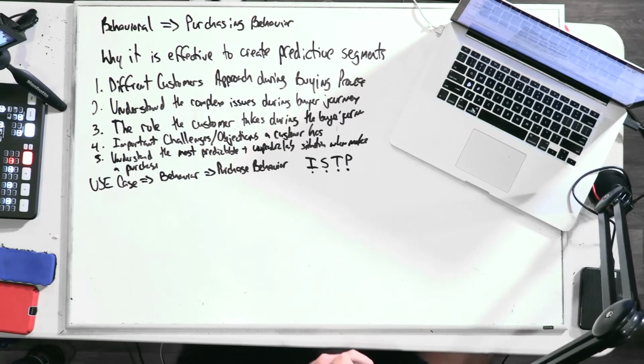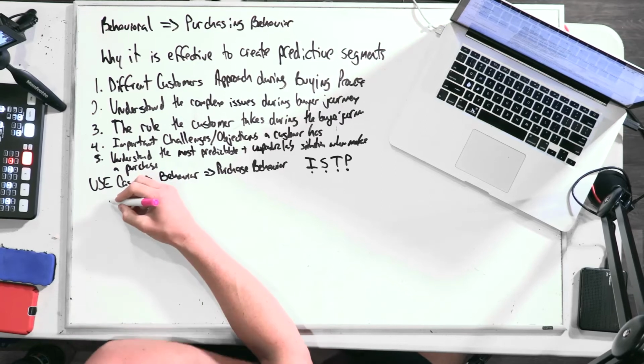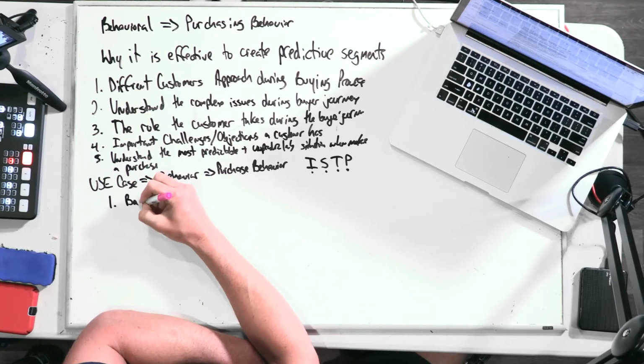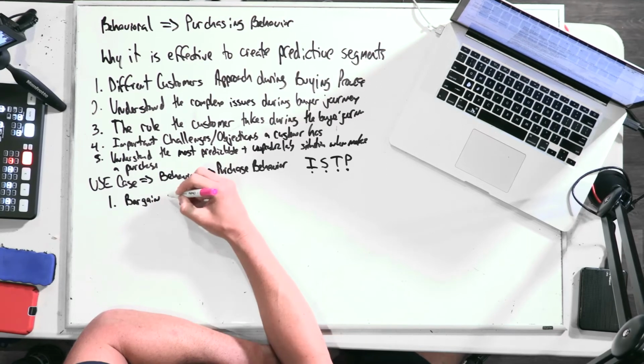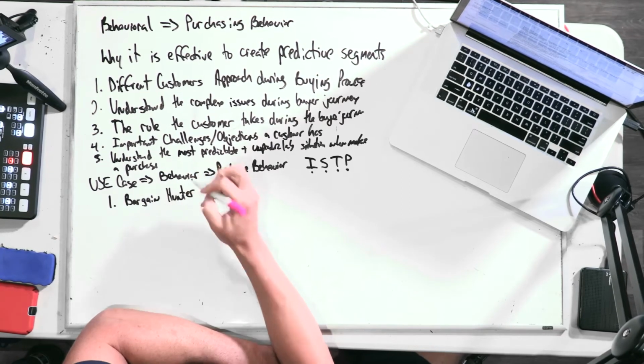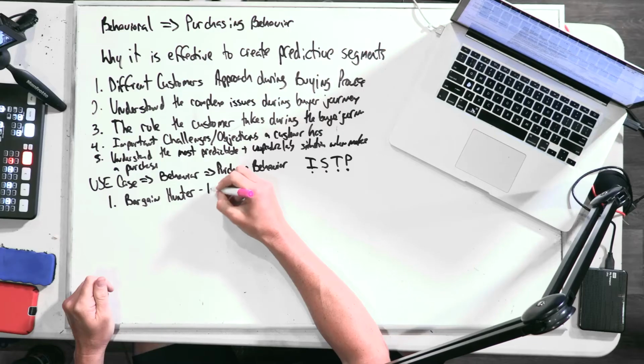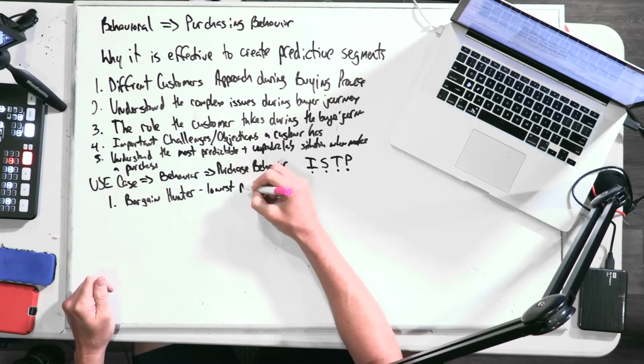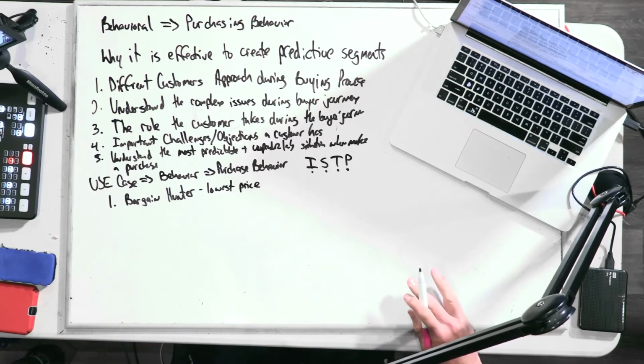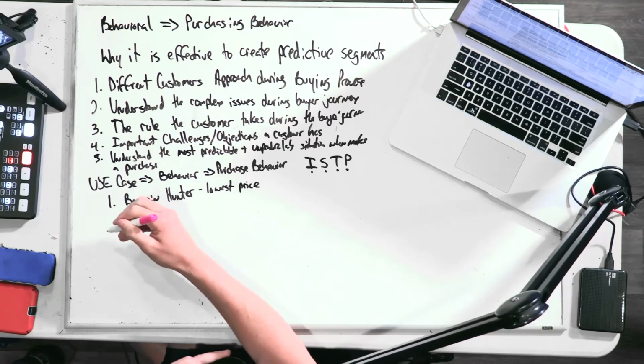So let me give you an example of some segmentations prior to me setting up my segmentation survey. There's 6 different segments that I would create. Number 1, I call them my bargain hunter. Okay? That's somebody who's always looking for the lowest possible price. They're price sensitive. Price is very important to this person.